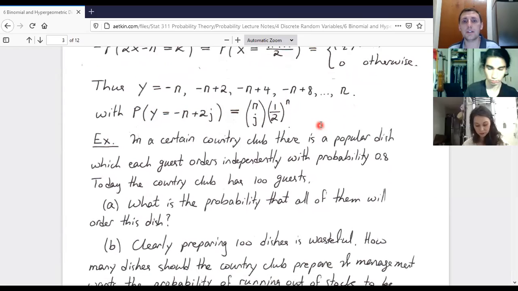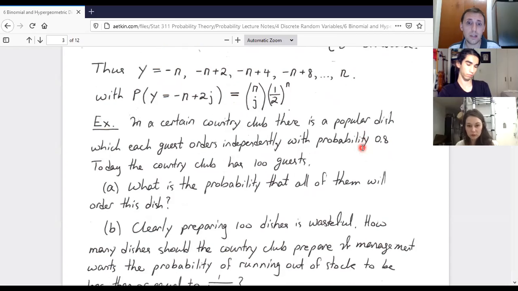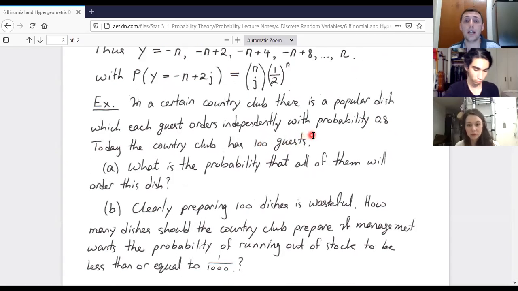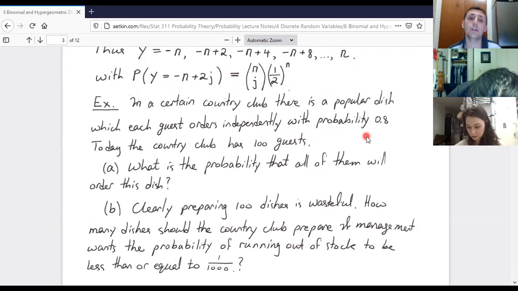In a certain country club, there is a popular dish which each guest orders independently with probability 0.8. Today, the country club has 100 guests. What is the probability that all of them will order this dish? You understand? So we have 0.8 as the probability that this particular dish is ordered, and each guest orders the dish independently of the other.